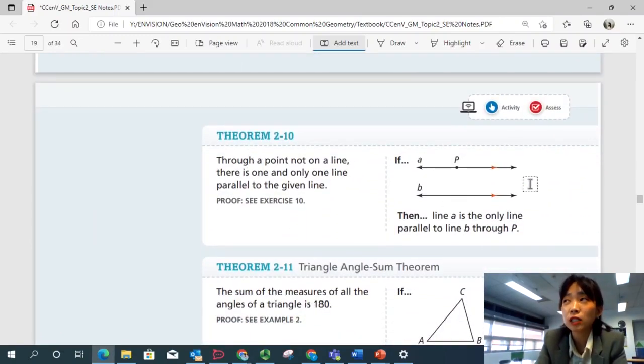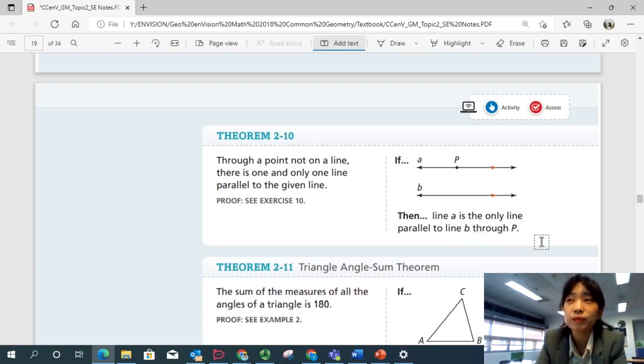Given a point not on a line, there is one and only one line parallel to the given line. Does that make sense? If you look at this line B, and there's a point that is not on line B, there's only one line exactly parallel to line B. So there's only one line that goes through that specific point that is not on the line that is parallel to the line. So if you have line B, then line A is the only line parallel to B through point P.